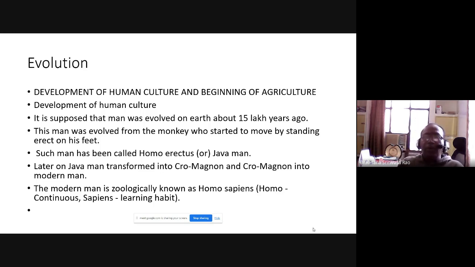Man evolved on the earth about 15 lakh years ago. That's what our historical records will say. The man was evolved from the monkey who started to move by standing erect on his feet. Such man has been called Homo erectus, Java man. Later on, Java man transformed into Cro-Magnon and Cro-Magnon into modern man.